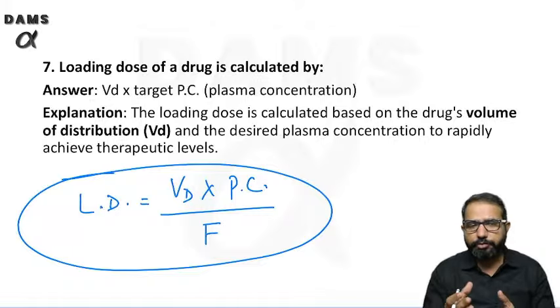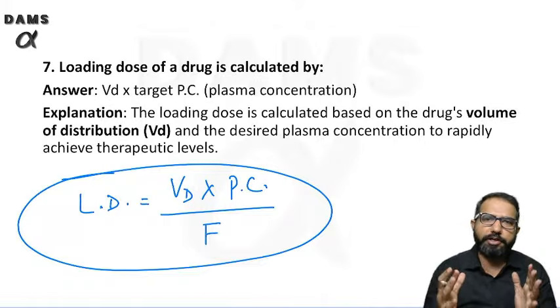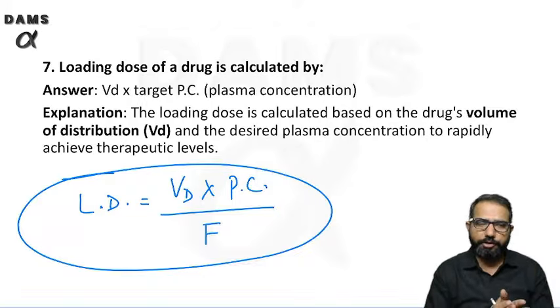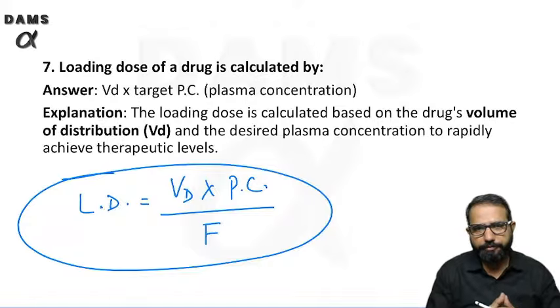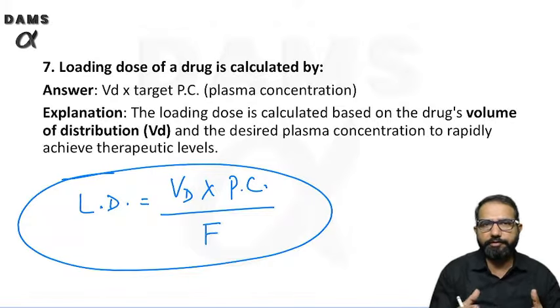If F is not given, that means we have to assume the drug is given via IV route, because in IV route the bioavailability of the drug is 100%. So then the fraction will be 1.